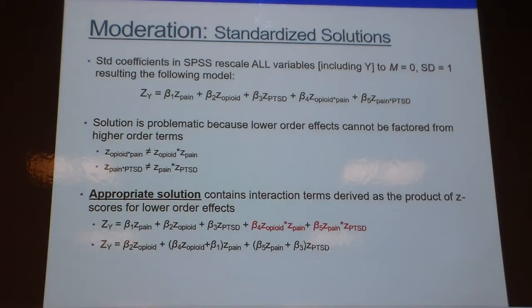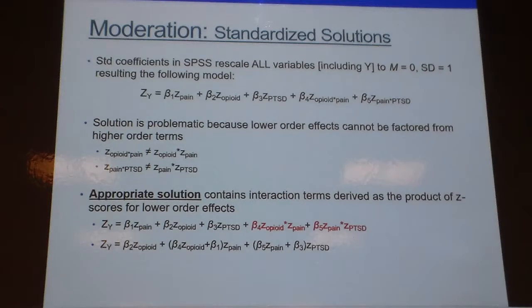And then you would need to take pain and PTSD and multiply the Z-score for pain and the Z-score of PTSD to produce another standardized interaction, and then run your model where you're regressing the Z-score of your outcome onto the Z-score of opiate use, Z-score of pain, Z-score of PTSD, and then the interaction terms that you created with the Z-scores in that regression model.